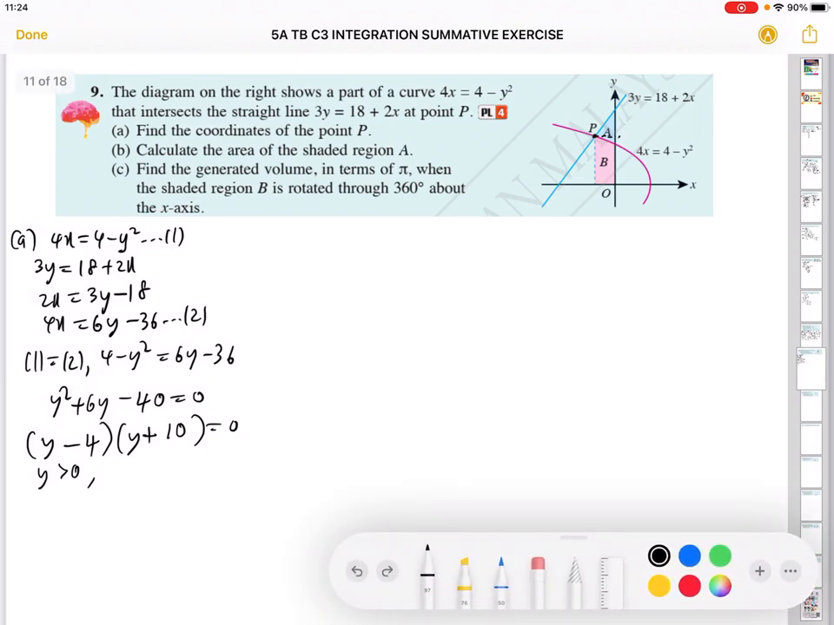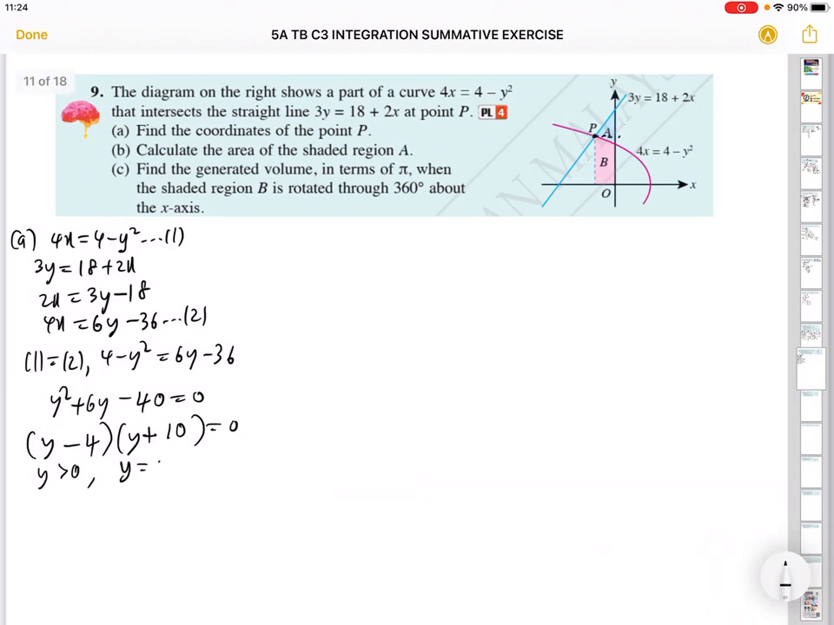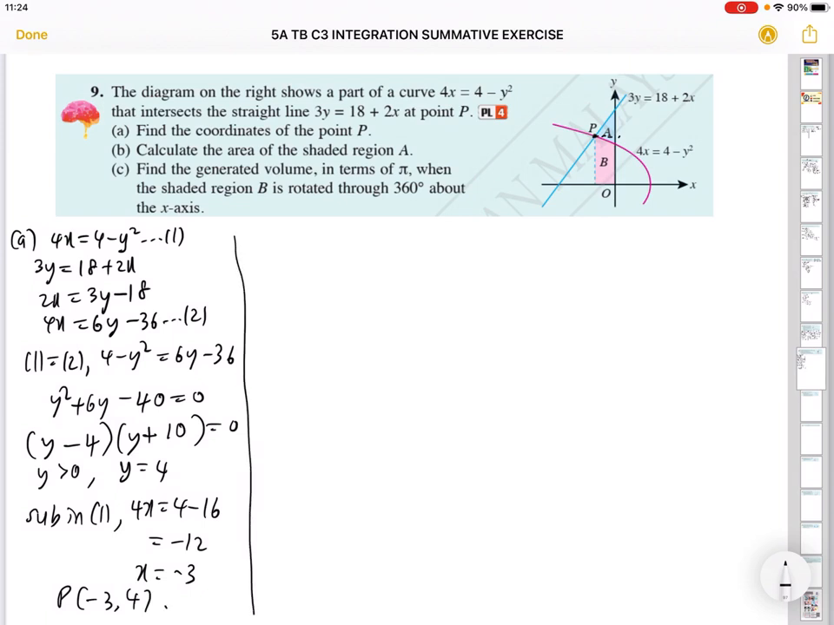So when you substitute inside any equation, equation 1, 4x is 4 minus 4 squared, which is 16. So this is negative 12. x should be negative 3. So point B is (-3, 4). Alright, so this is part A.